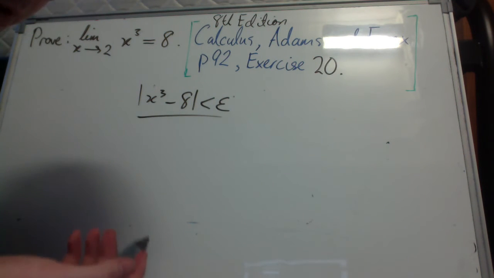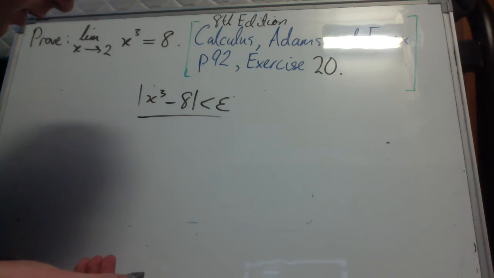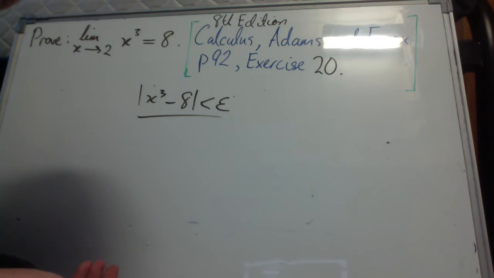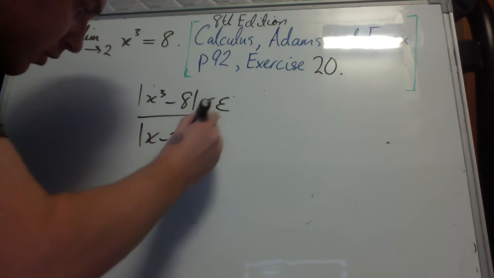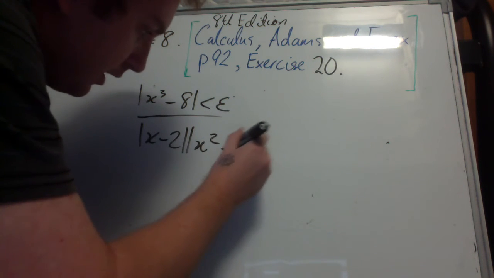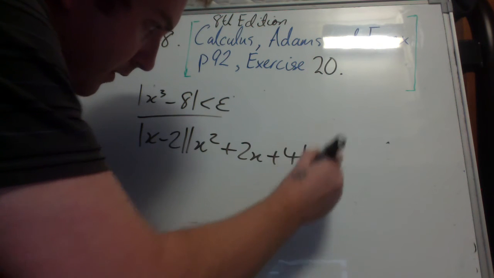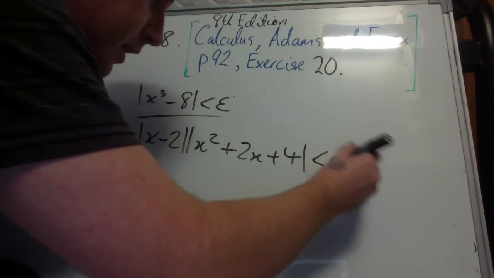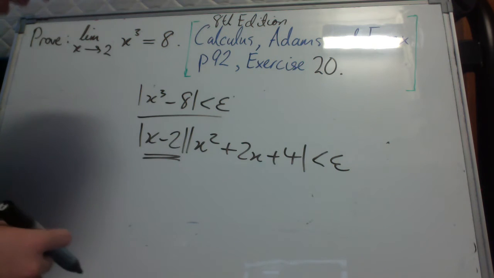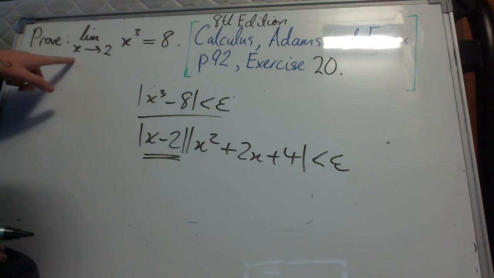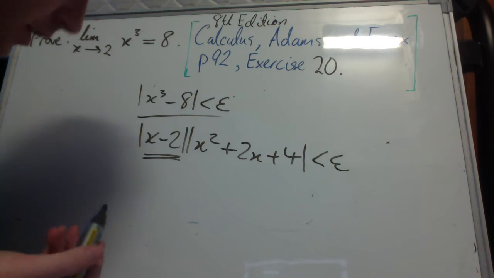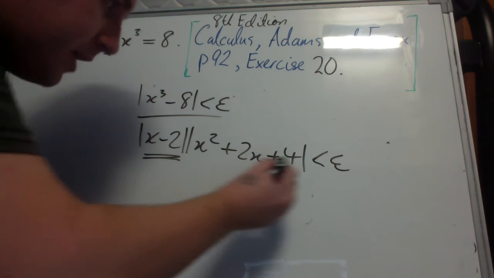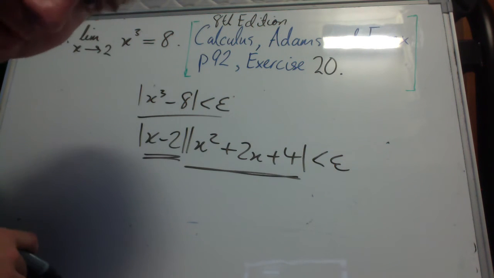Okay. Remember the absolute value of the product is the product of the absolute values. So we get the absolute value of x minus 2 times the absolute value of x squared plus 2x plus 4 less than epsilon. And we've already found our x minus the value x tends to. Now what we've got to do is somehow get rid of this.